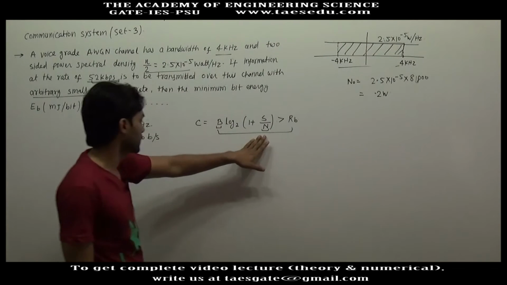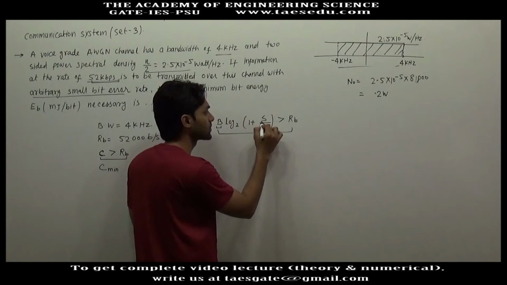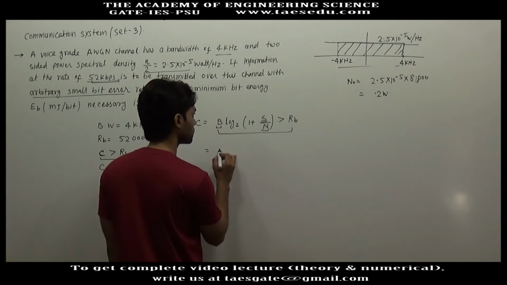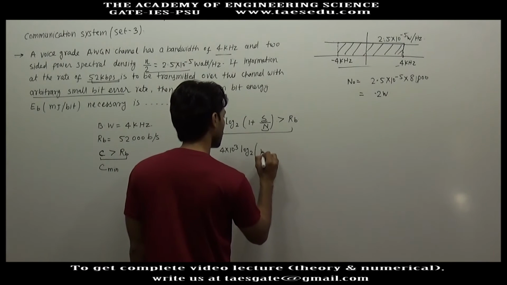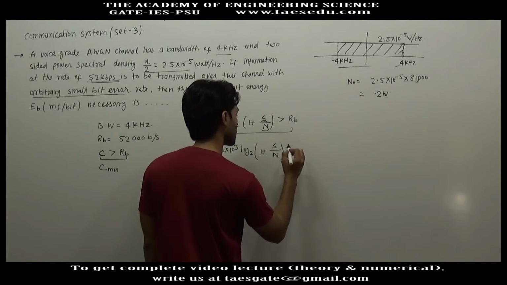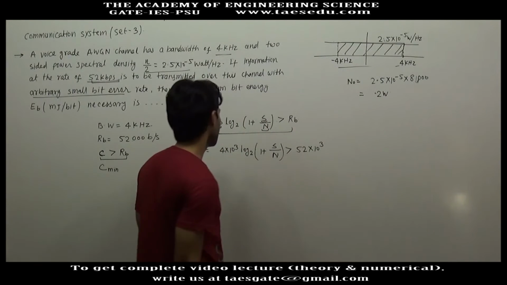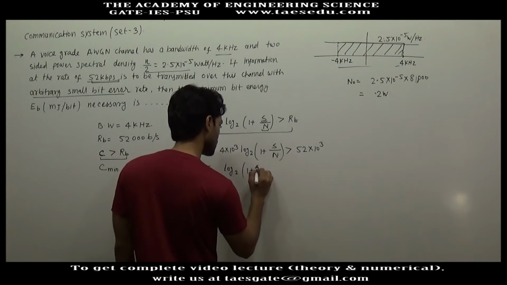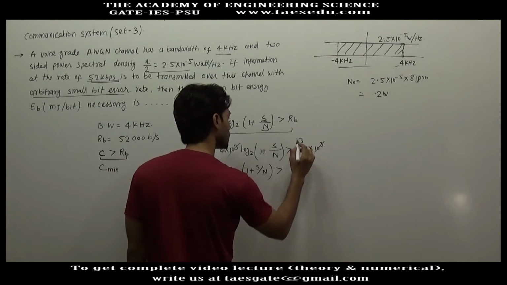So we have the noise power here, bandwidth is given, and a condition is given. So first we will find out the signal power. The bandwidth is 4 kilohertz: 4 into 10 to power 3 log base 2 of 1 plus S divided by N. This has to be greater than 52 kbps, meaning 52 into 10 to power 3, or log base 2 of 1 plus S by N has to be greater than 13.